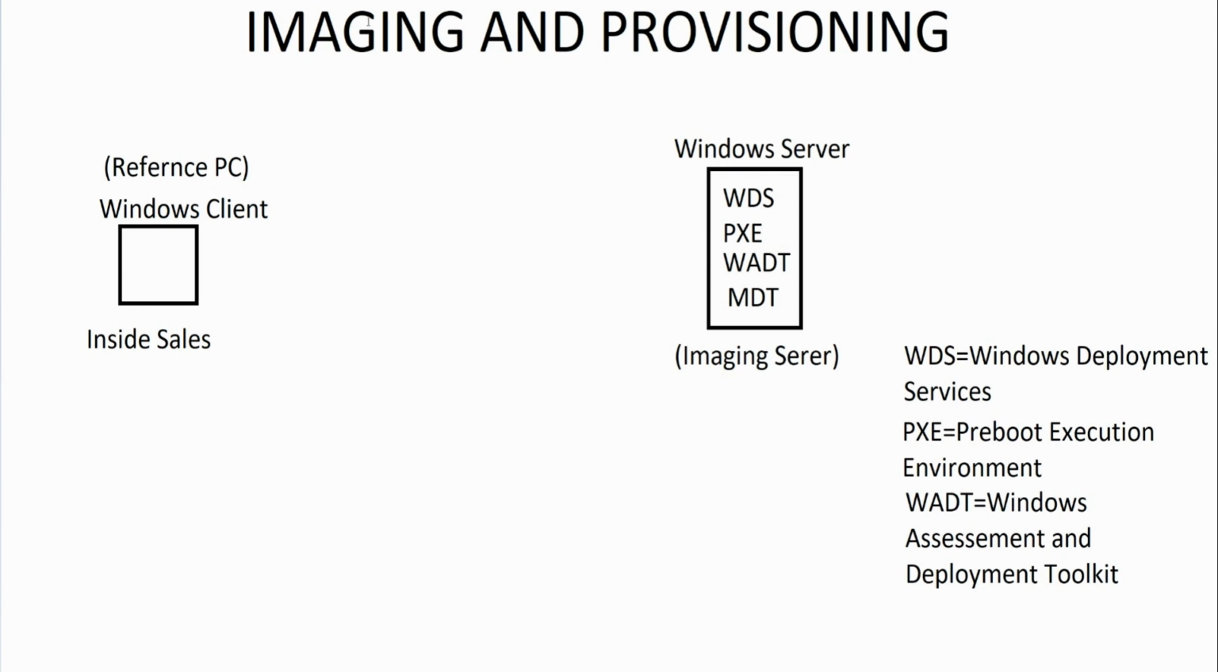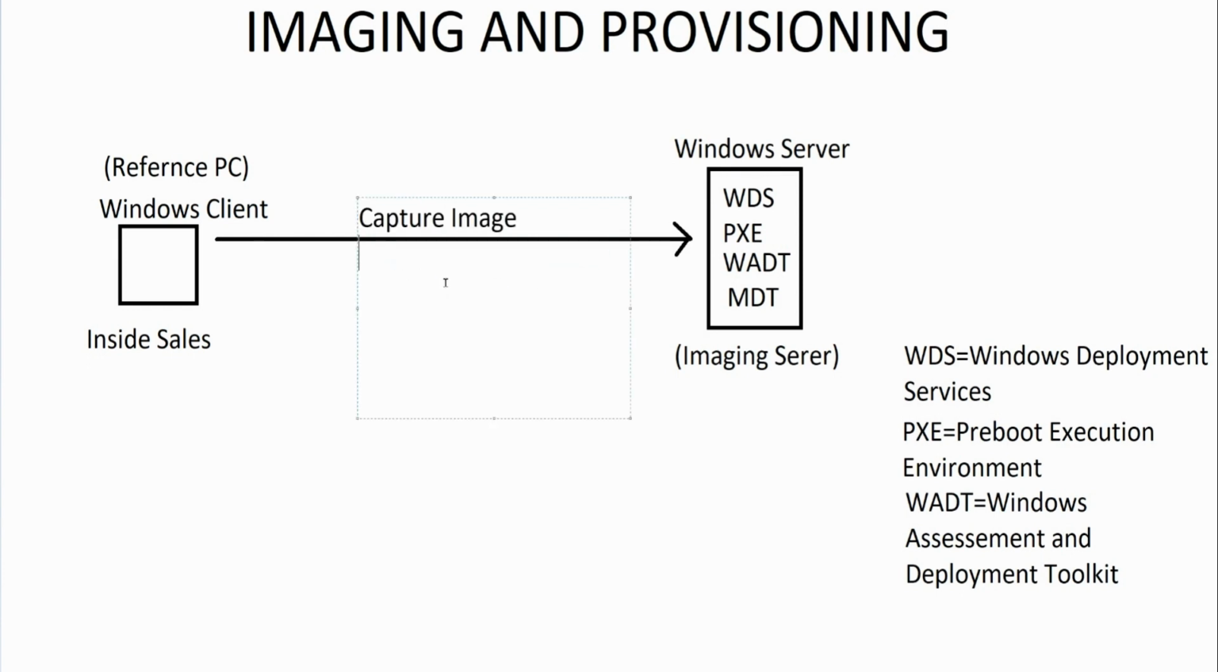Okay, so from there, now that I've got my reference computer, what I want to do is capture this as an image. So what we're going to do, we would boot this computer up to capture the image. Now, in order to do that, we need to boot it into what is called Windows PE. So to capture an image, we need to boot this into Windows PE.